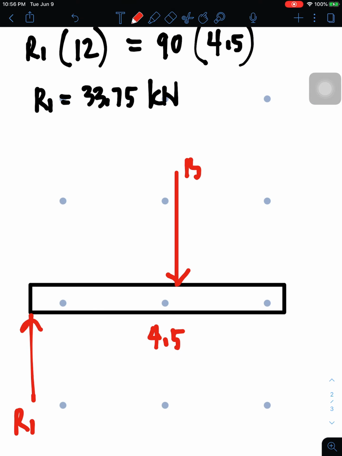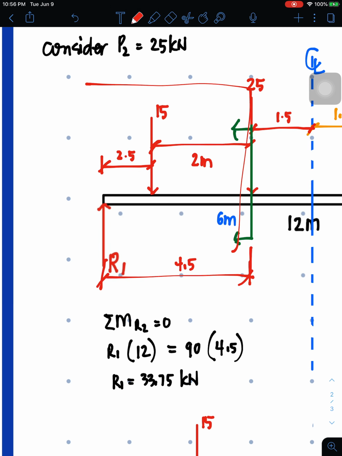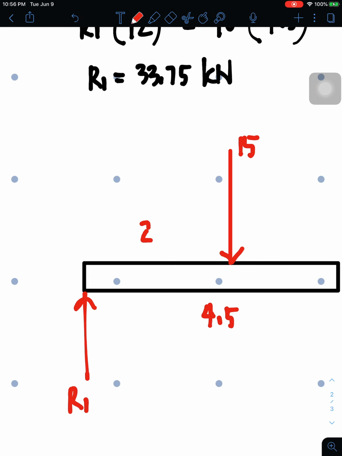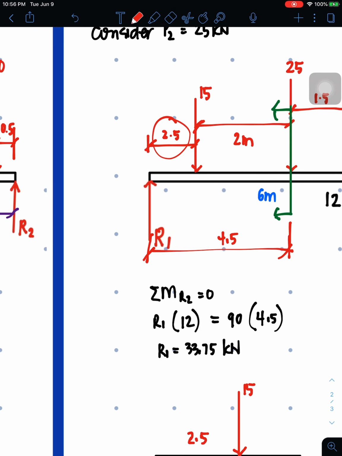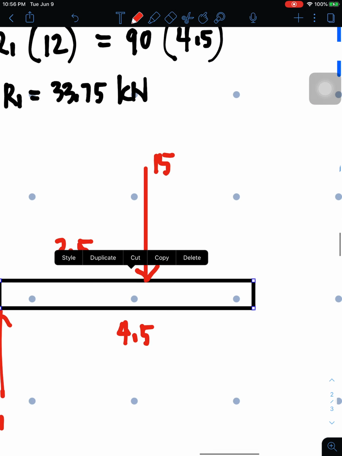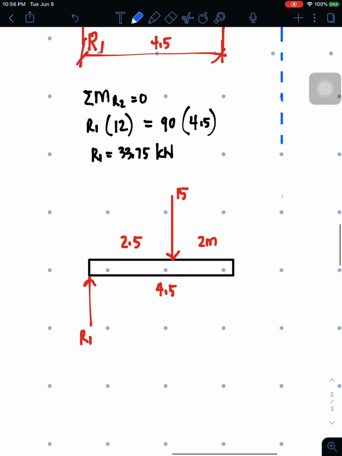Do not forget that 15 is included in our cutting, no? In that portion. So 15 is there. And then, of course, this is 2.5 based on our understanding earlier. And therefore, this leaves here as 2 meters.